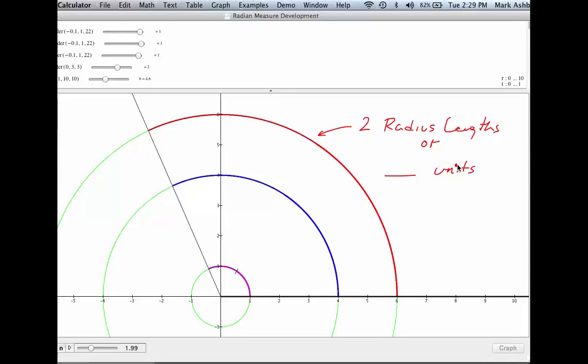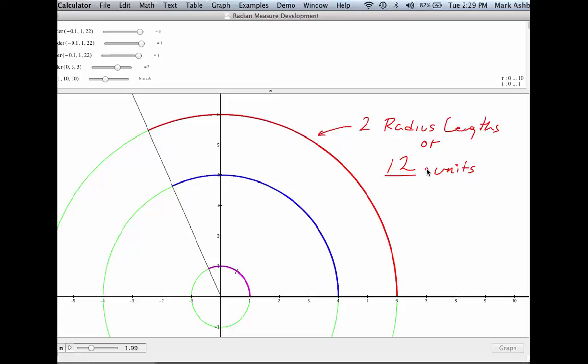Two times, right? Well, what is 1 radius length in the red circle, in that outer circle? What's the radius length? What is it? 6. So how many units long is that? 12. So that's 2 radius lengths. It's also 12 units long, right? Because each radius length is 6 units.